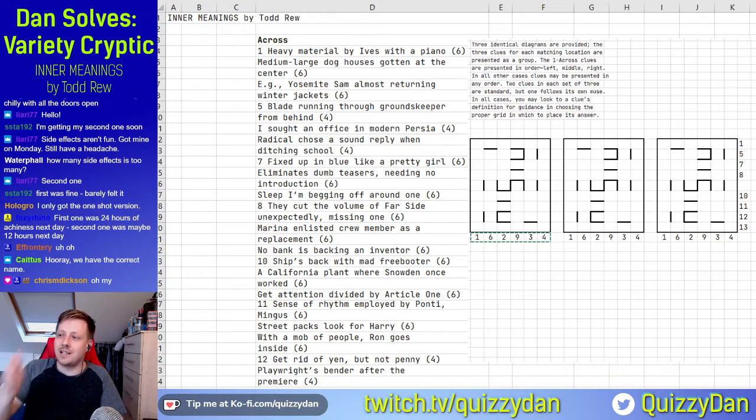The one across are presented left, middle, right, but in all other cases, they may be presented in any order. 2 clues in each set of 3 are standard, but one follows its own muse. In all cases, you may look to a clue's definition for guidance in choosing the proper grid in which to place its answer. So we've got 3 diagrams. We're going to have to work out where they go.